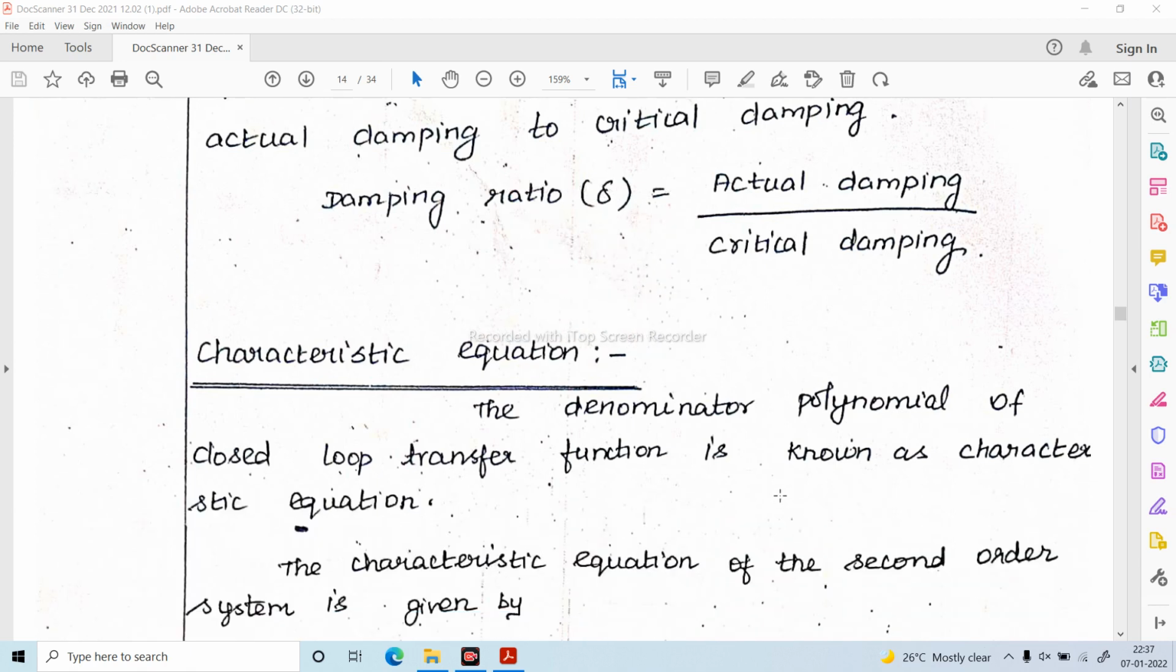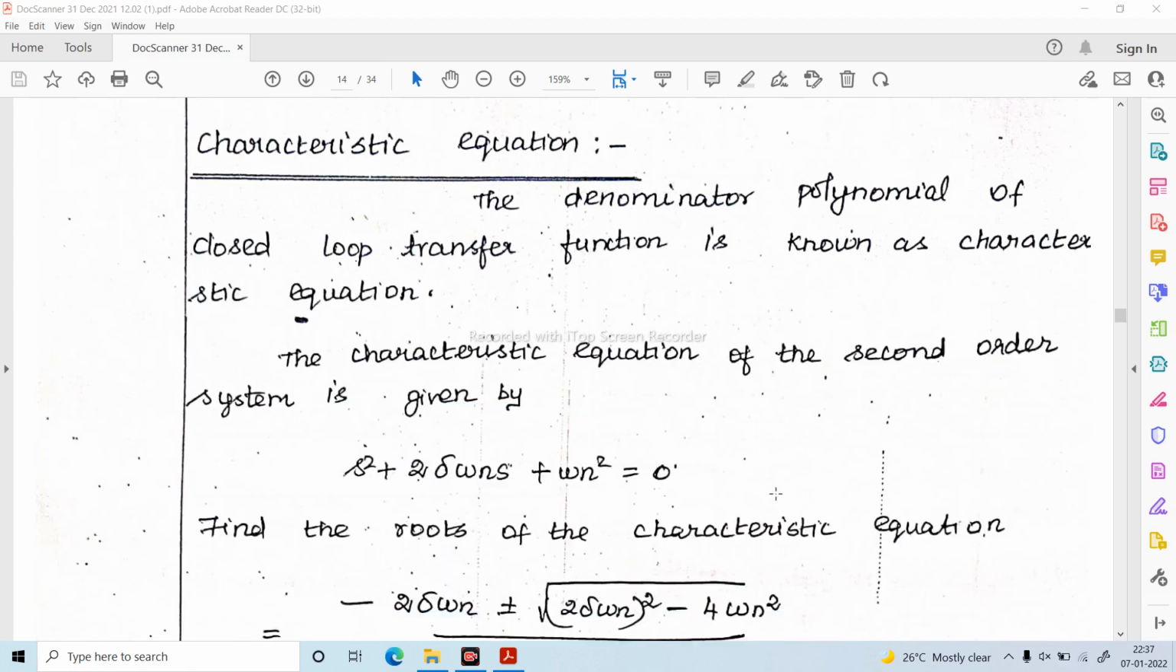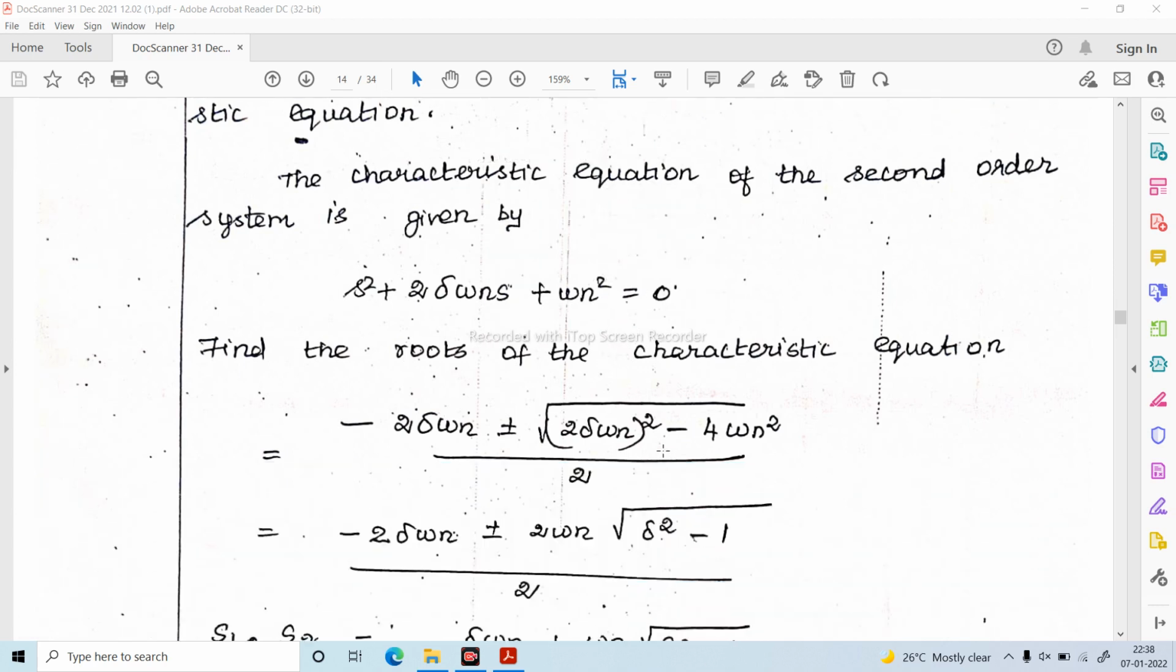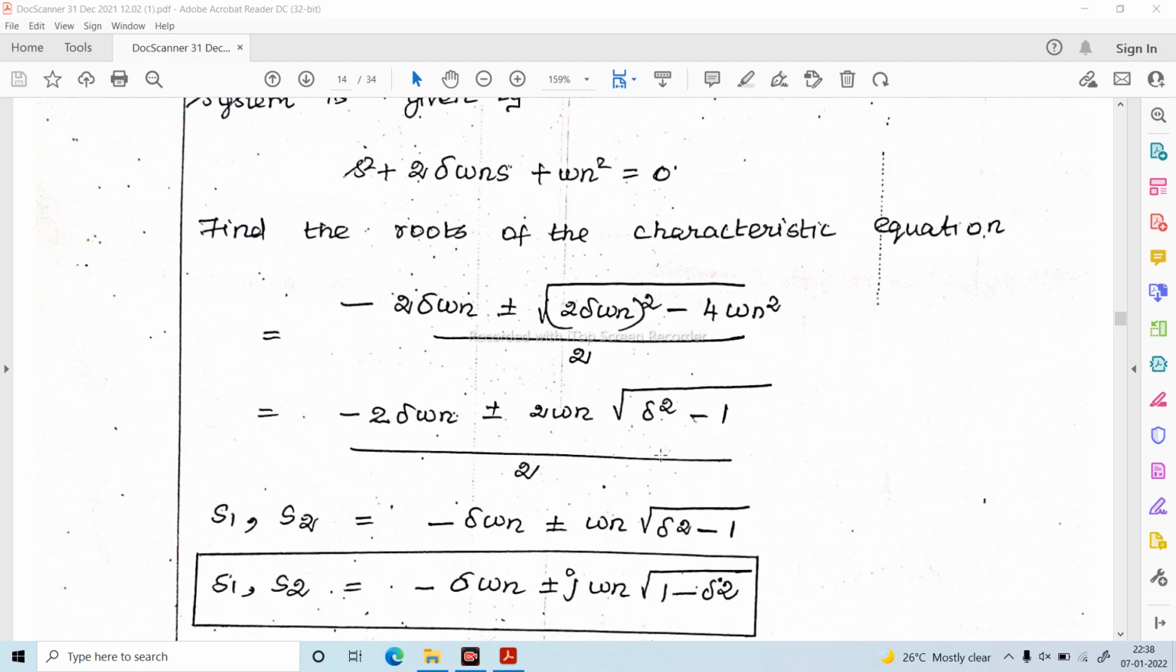Okay, next I am going to explain the characteristic equation. So what is characteristic equation? The denominator polynomial of the closed loop transfer function is known as the characteristic equation. The characteristic equation of the second order system is given by s square plus 2 delta omega n s plus omega n square equal to 0. Already we have seen the transfer function of the standard second order system. In a standard second order system, the denominator equation is s square plus 2 delta omega n s plus omega n square equal to 0.